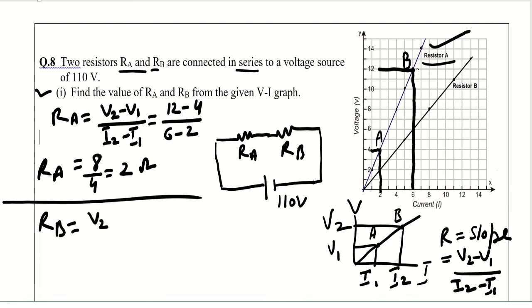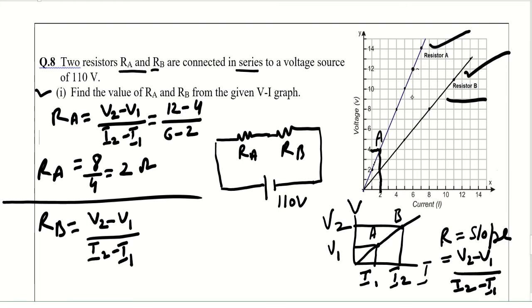So this is V2 and this is V1. This V1 you cannot use, they have their own coordinates. So this is I2 and this is I1. Now let's take this graph, and forget about the points that you have taken for this one.